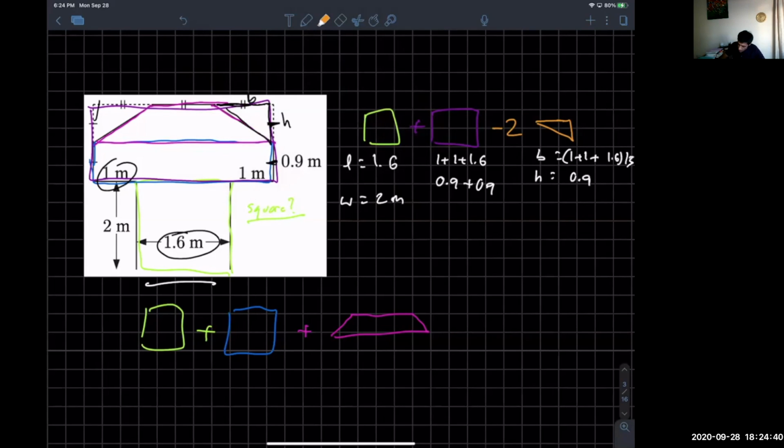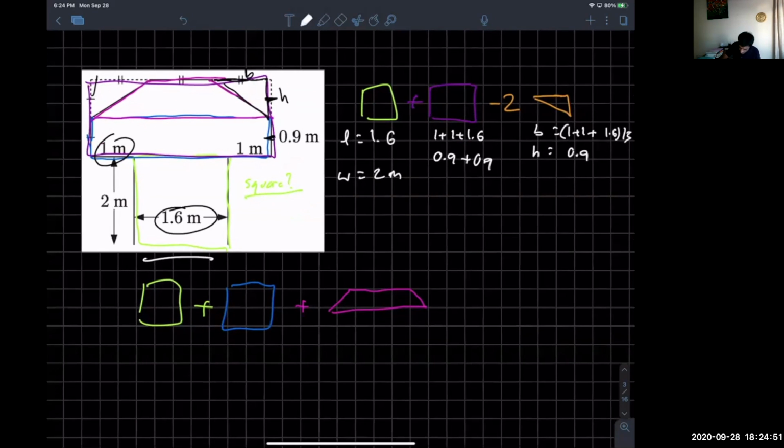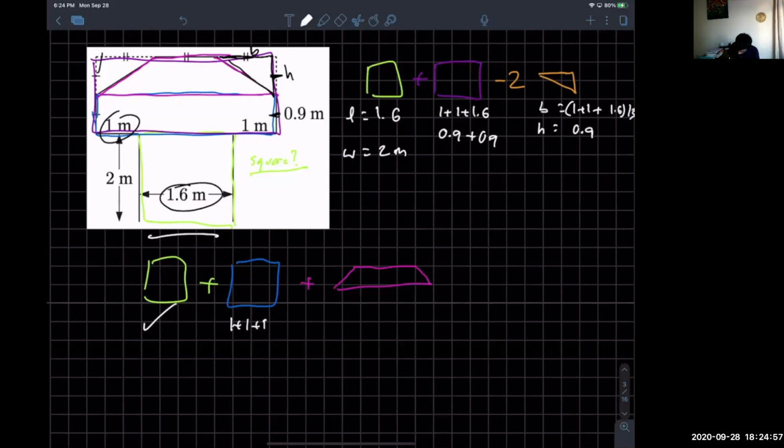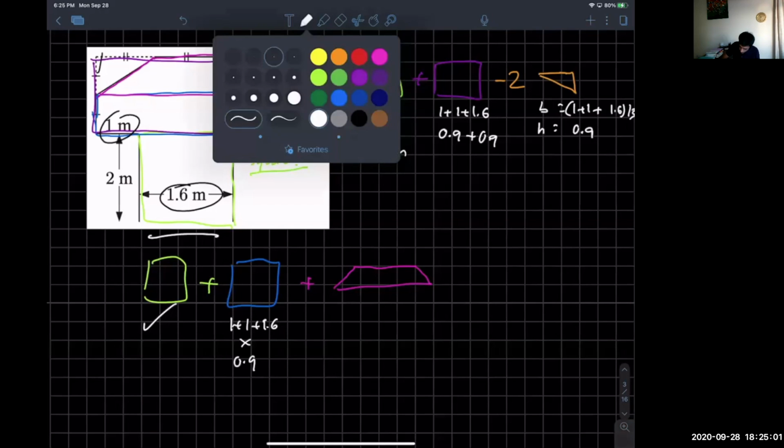Now, obviously, I'm going through this pretty simplistically. A lot of this can be simplified and done in your head, but again, I want you to focus on the process, not on the answer, right? We're focusing on the process that we're going through. Same thing can be done over here. We already have this. This one would be 1 plus 1 plus 1.6 times 0.9. The height is 0.9, right?